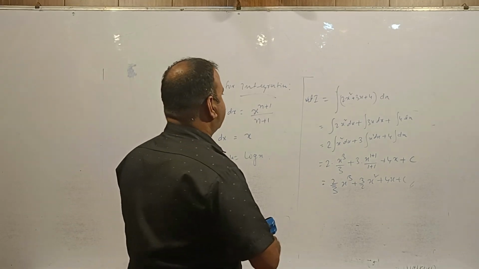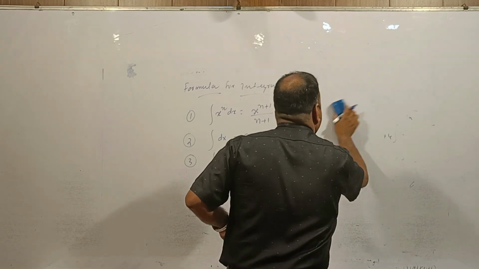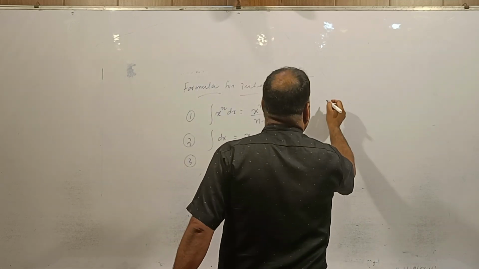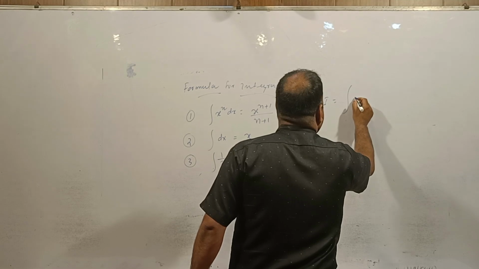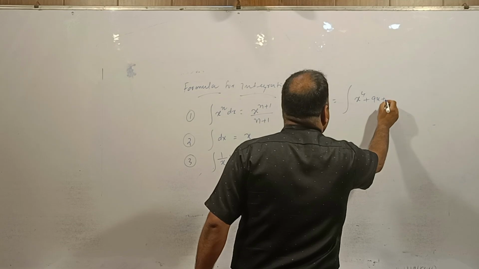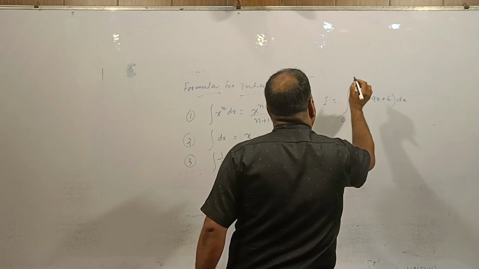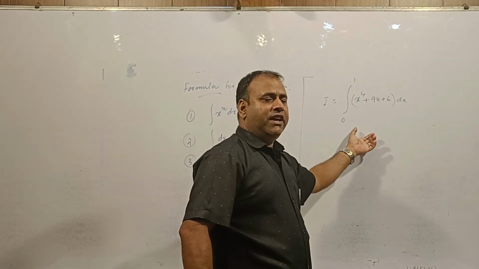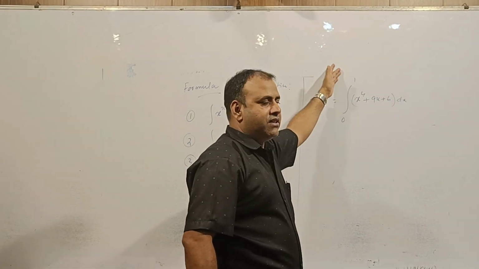So one more question I am going to discuss. You can see this is related to definite integrals. Suppose you are given I equals the integral of (x⁴ + 9x + 6) dx, with limits 0 and 1. Now see, in this case this is a definite integral. The limits are given: this is the lower limit and this is called the upper limit.